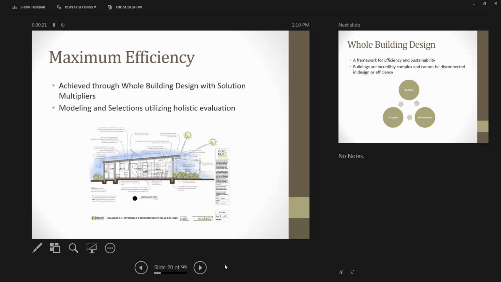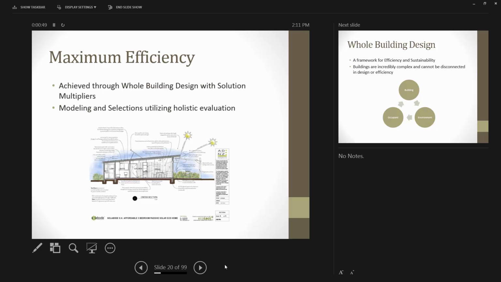The next concept we're going to talk about, and the subject of this next little section, is maximum efficiency through whole building systems design. You'll hear it discussed in a couple of different ways. Some people say whole building design, some people say systems design. The process of designing a whole building is also called integrated design.